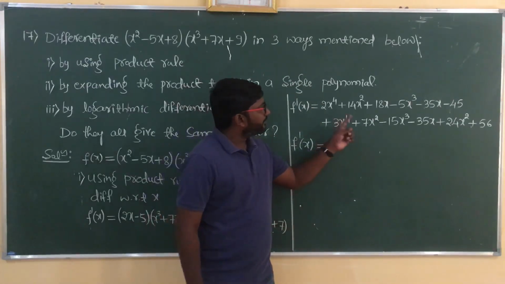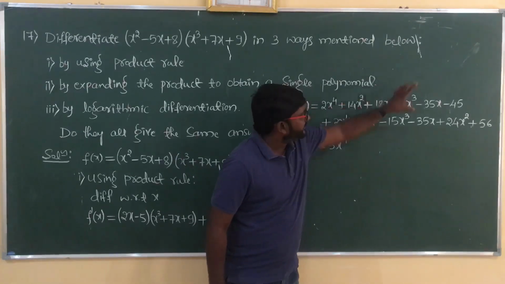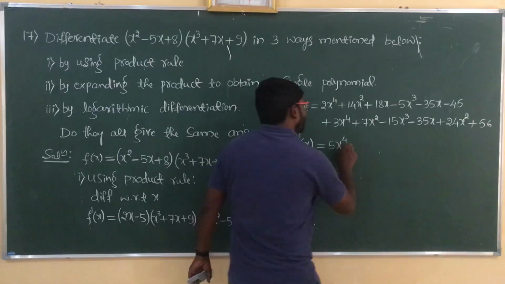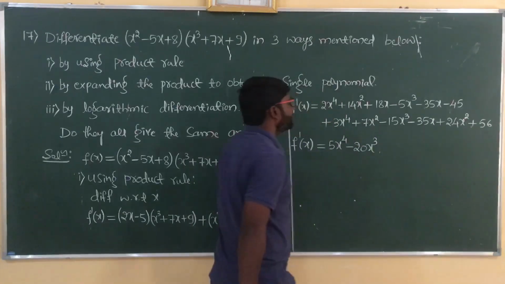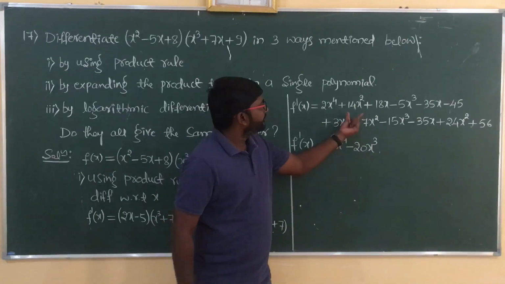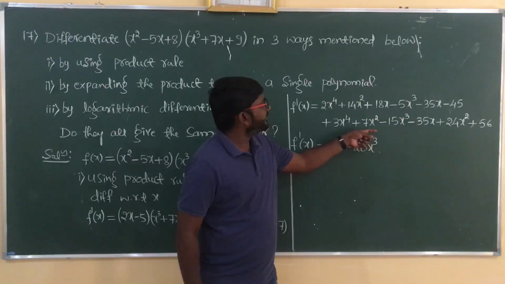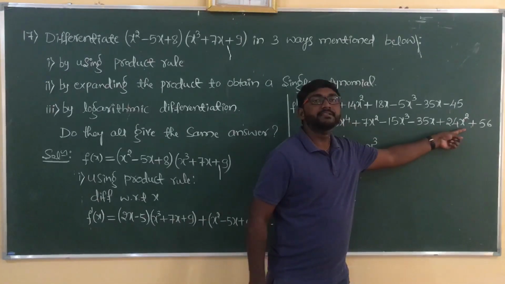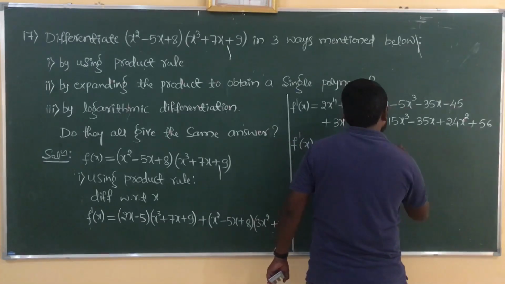Then now you go for x cube terms. So here minus 5x cube and then minus 15x cube. Add both these, we will get minus 20x cube. Now you go for x square term. 14x square plus 7x square, it is 21x square plus 24x square. So we get 45x square.